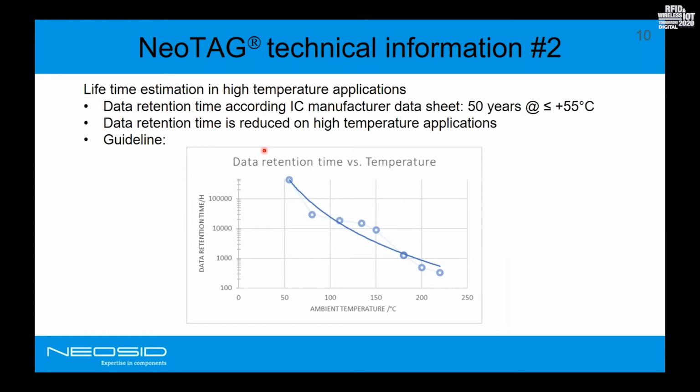An often question of customers is, how do the transponders work on high temperature? So there is a limiting value, which is the data retention time of the IC, and we checked and tested our transponders to give a lifetime estimation for higher temperatures.